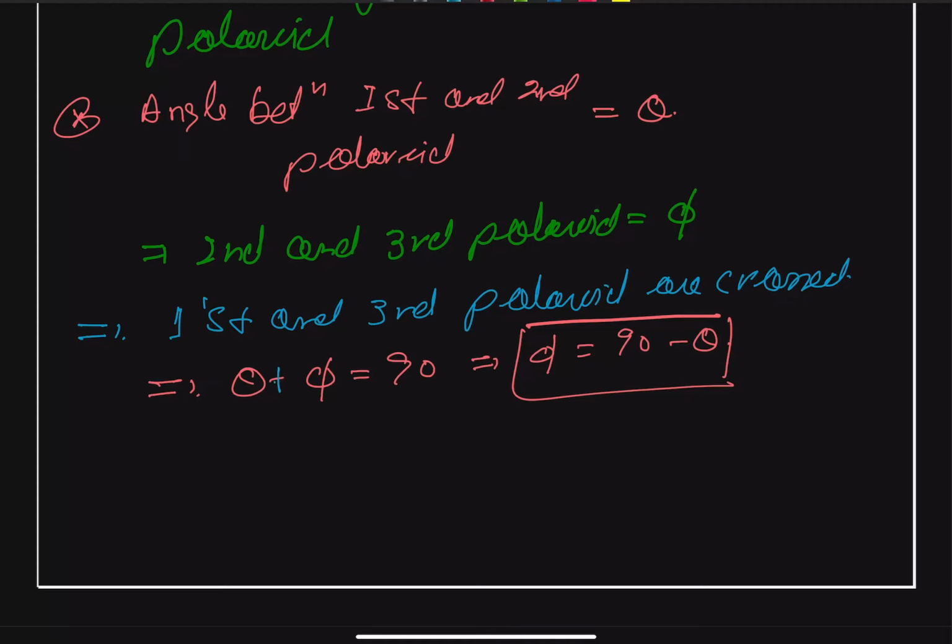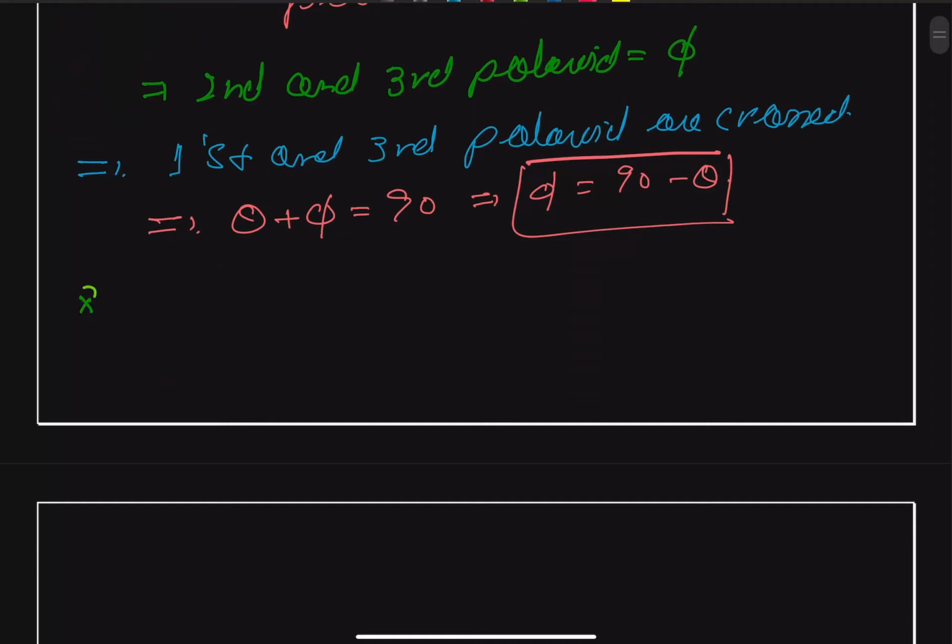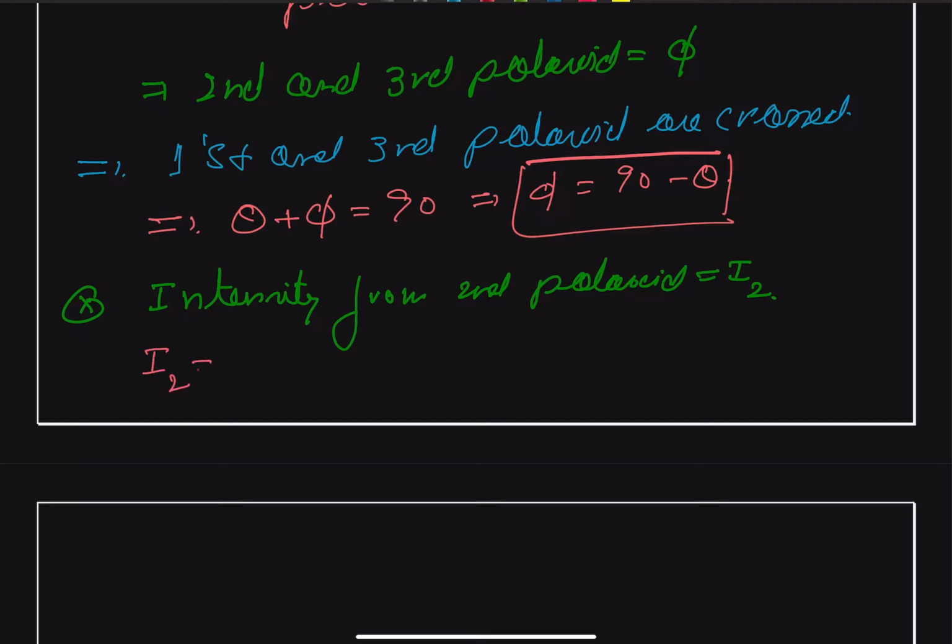Plus, my mistake. And if I2 is the intensity from the second polaroid, then we can write I2 in terms of I1: I2 will be equal to I1 cos square of theta, and we can easily substitute our I1, that will be equal to I0 by 2, giving us cos square of theta.